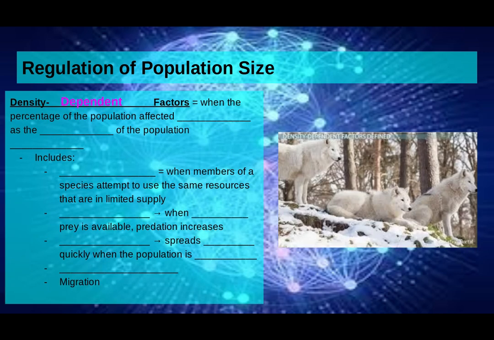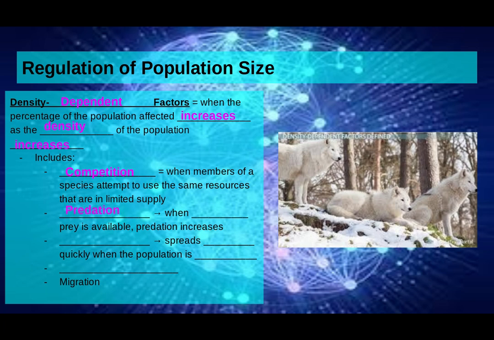Density dependent factors, so it does depend on density, are when the percentage of the population affected increases as the density of the population increases. So these are factors that will affect a population, and will affect it more as the population gets bigger. A good example of this is competition, when members of a species compete to use the same resources that are in limited supply. So if you see a population of something increase, you're going to start to have to compete for resources as they run out with other individuals of that same population.